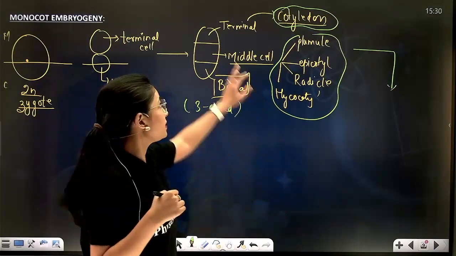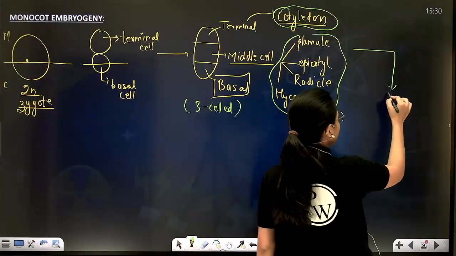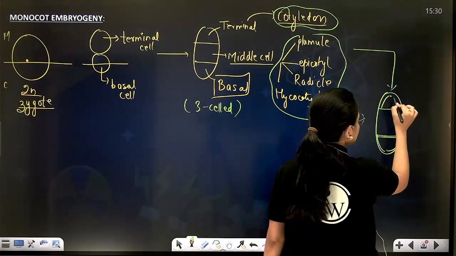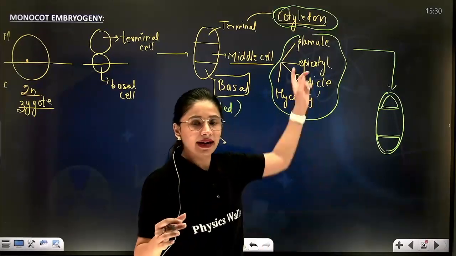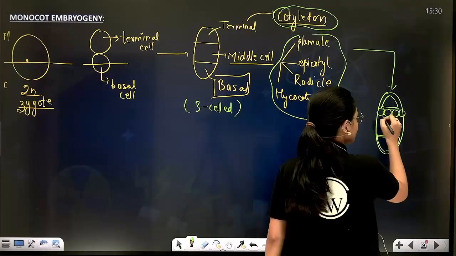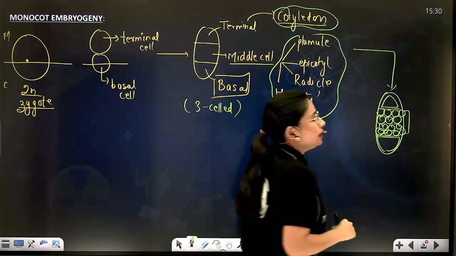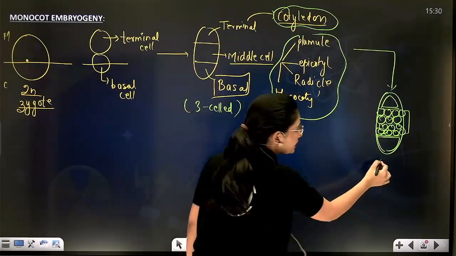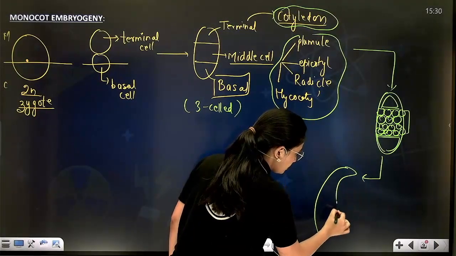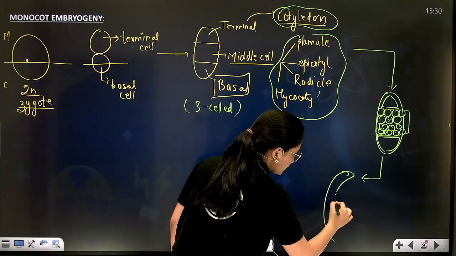right? What will happen? The middle cell will undergo repeated division. So you can draw it like this. The basal cell will remain as it is. The terminal cell is also right now as it is. Later it will divide to form the cotyledon. The only cell which is dividing and dividing is the middle cell. So the middle cell produces a large number of cells that later develop into all these structures which I have mentioned.